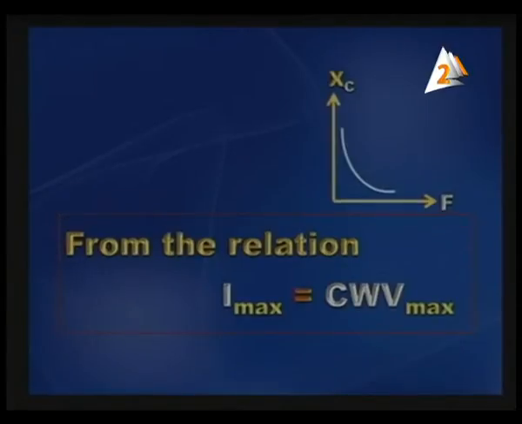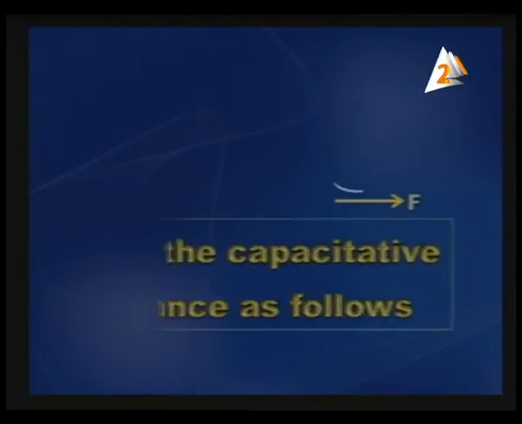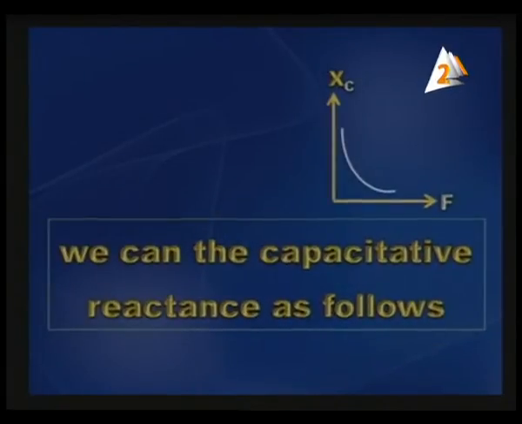From the relation I maximum is equal to C omega V, we can obtain the capacitive reactance. It's all easy. All you have to do is to get V maximum over I maximum, which is equal to V effective over I effective. We can obtain the capacitive reactance as follows.